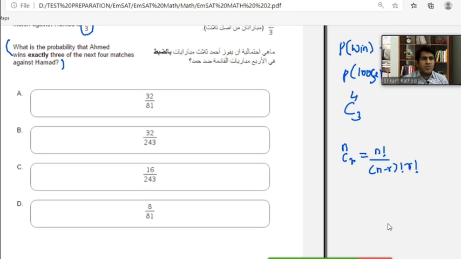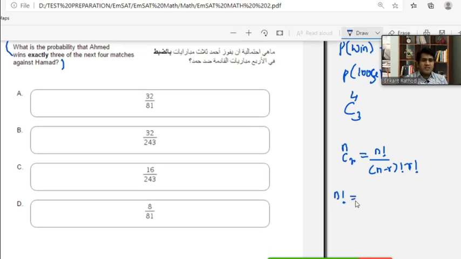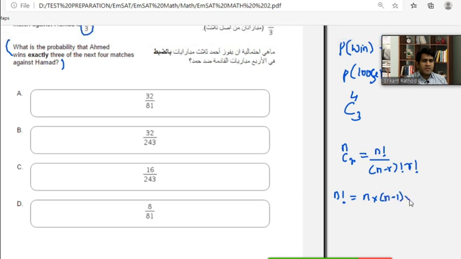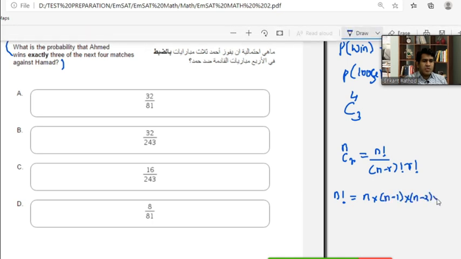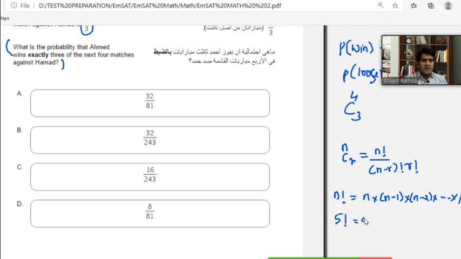Now you may also ask what we mean by factorial. For the factorial, just keep multiplying a number by reducing it by 1 till you get the last digit as 1. So n factorial can be written as n times n minus 1 times n minus 2 and so on till you get the last digit as 1. For example, 5 factorial can be written as 5 times 4 times 3 times 2 times 1.